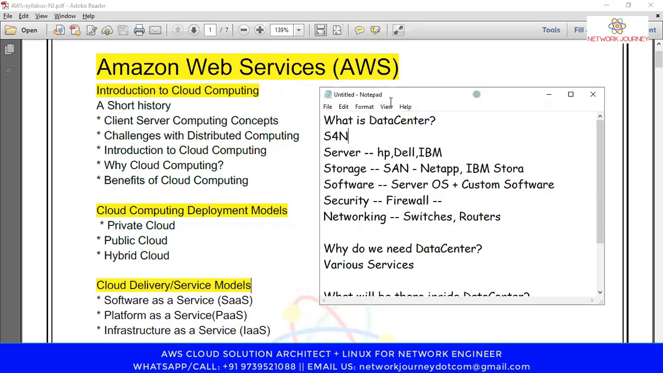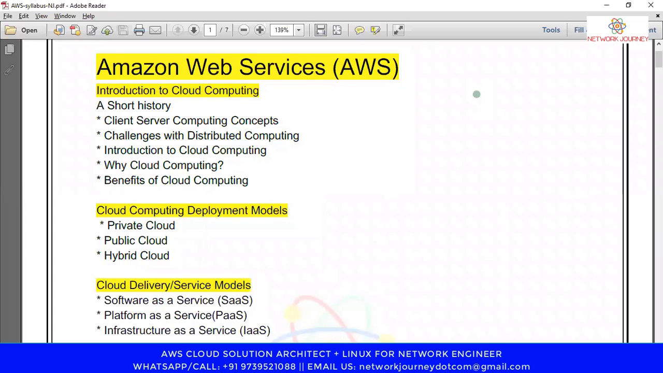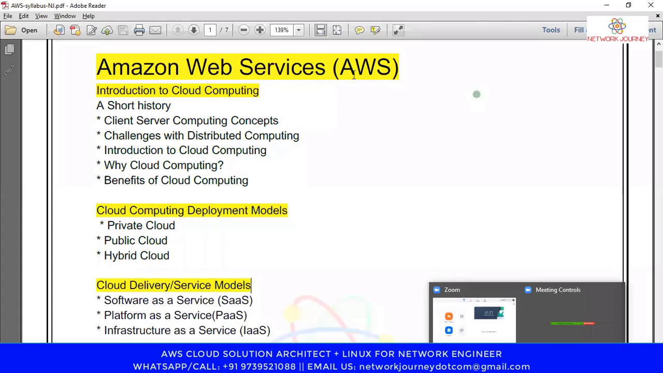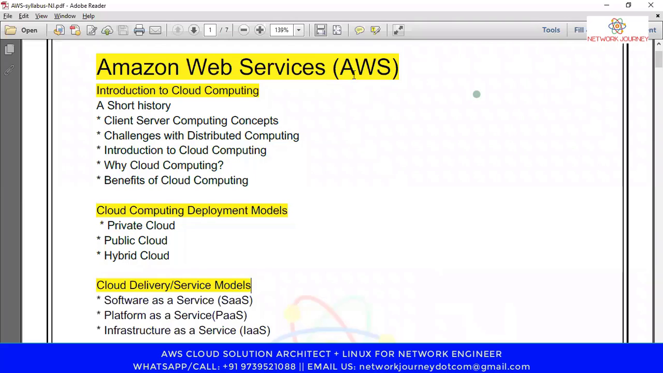Thank you. Now what I'll do further, I can explain to you. Okay, so just now you understood what is a data center. Now further, why do we want to discuss this data center to learn cloud computing? Any idea? Why do we want to discuss data center to learn the cloud?